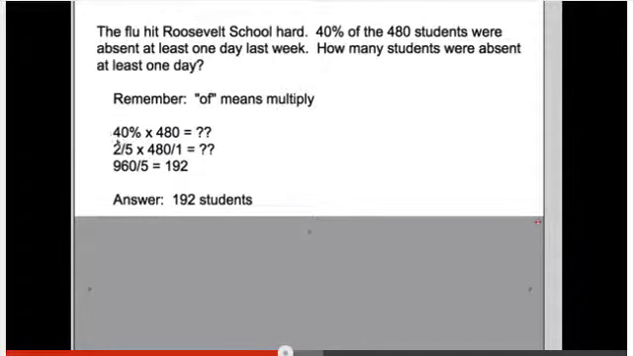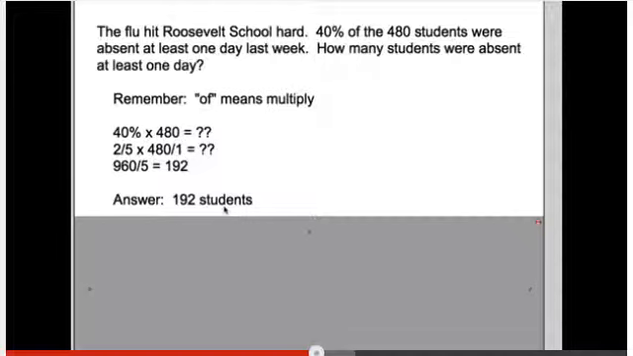Well, the first thing we need to do is change our 40% into a fraction. 40 over 100, 4/10, 2/5. So I'm going to use 2/5 times 480 as a fraction, 480 over 1. 2 times 480 is 960, 5 times 1 is 5, so I've got 960 divided by 5, and you get 192. Now, I was able to calculate that in my head, but I understand you might not be able to. It's okay to write a division problem on the side and figure it out. So your answer is 192 students.